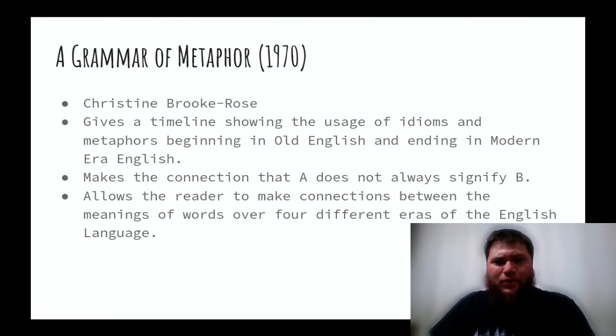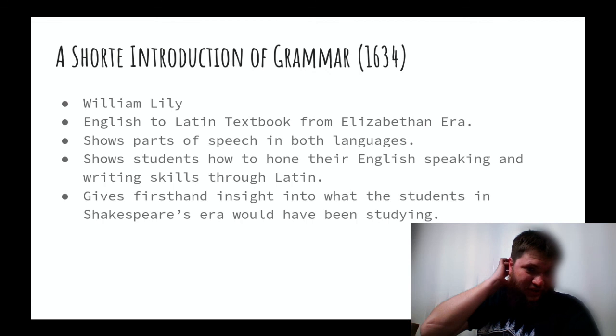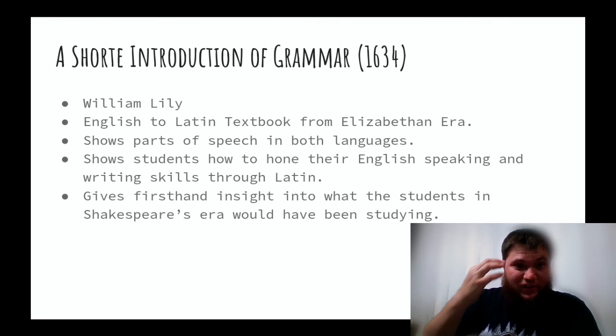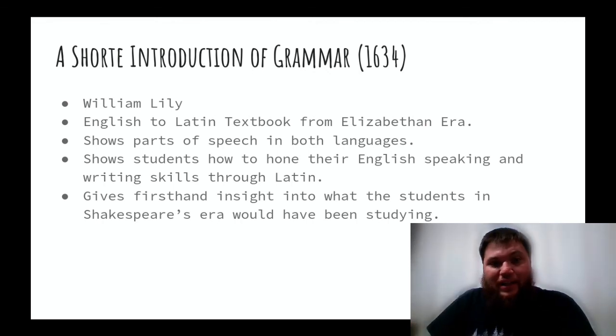And then my final source was my favorite source. It was written in 1634. It's called A Short Introduction of Grammar. It was written by a guy named William Lilly in England. And the reason I love this source is it's actually an English to Latin textbook from that era. So it shows us kind of what Shakespeare might have been learning in the classroom and what other students were learning in the classroom. It shows all the parts of speech in both languages, how they work, which is very, very similar between English and Latin.